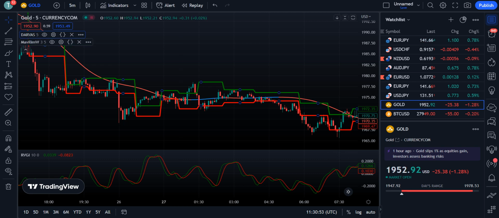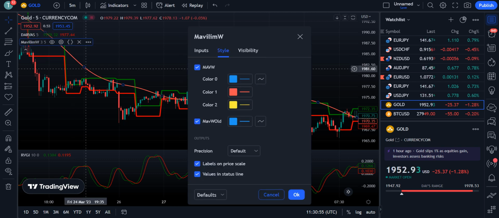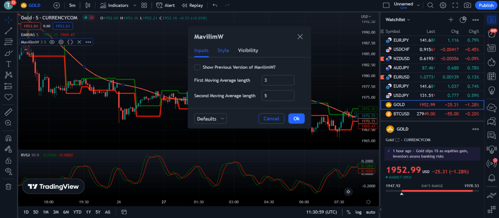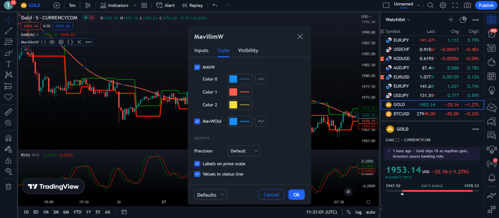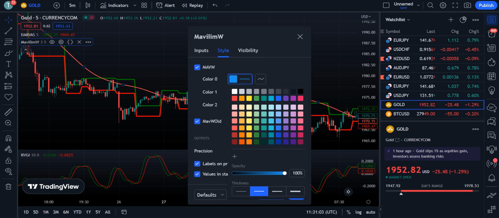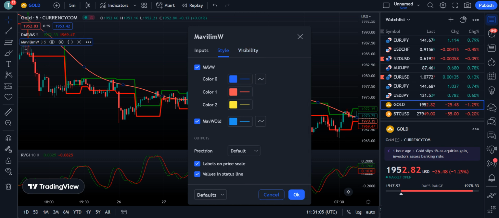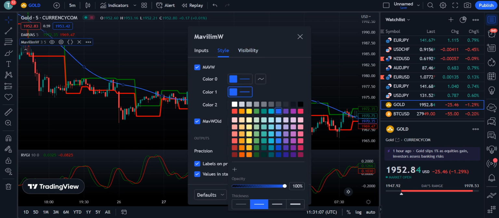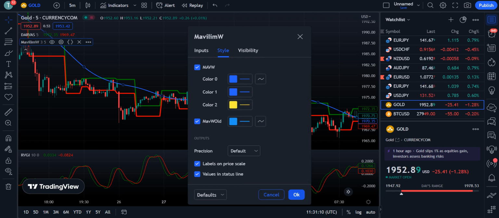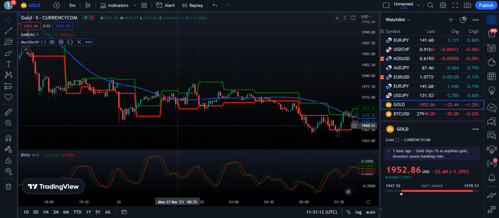Click OK. Now you will go into the Mavelim W, and here you have to change the colors in the style section, the colors of 0 and this one as well. Okay, now this is all set. We will go into the chart.